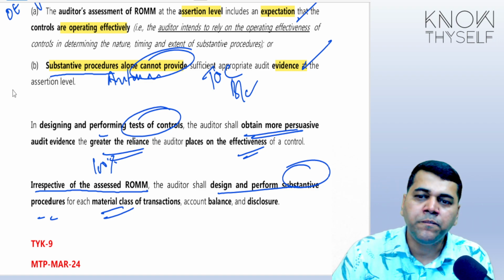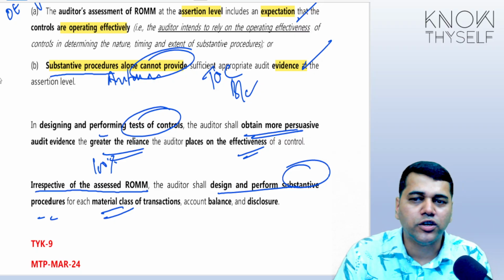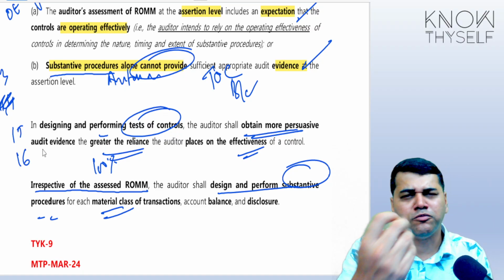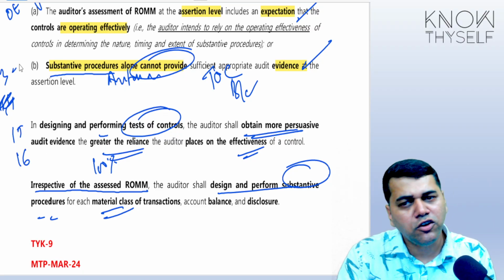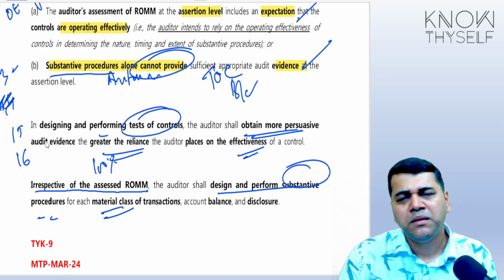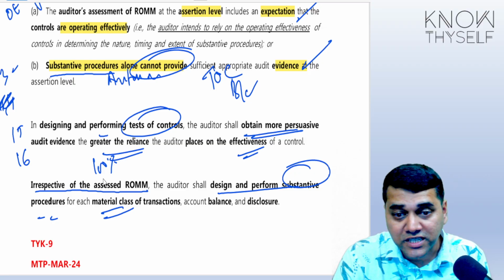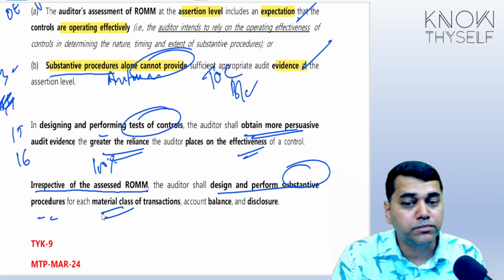Okay, for example, there are so many small chapters you are going to come across, chapter 13, 14, 15, or not 14, 15, 16. These are small chapters. I need not conduct tests for you. Why? Because I can trust your preparations. But they say that irrespective of your trust, you have to do something for a material class.